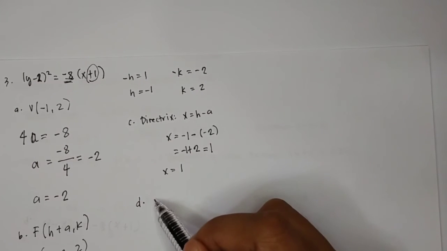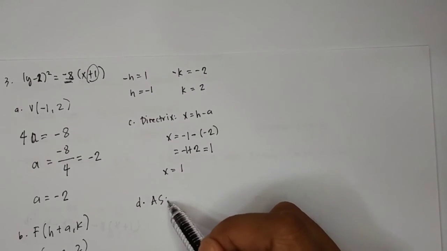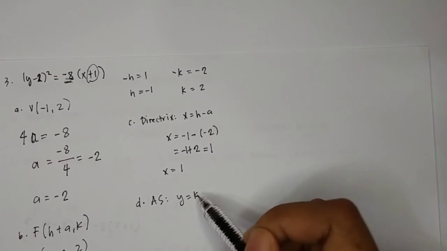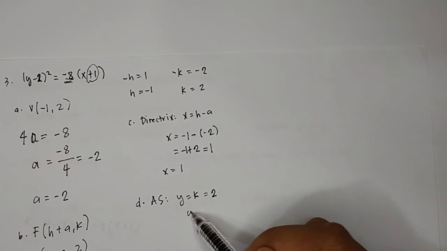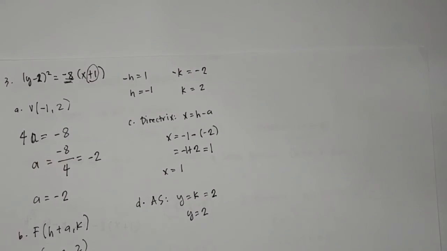Now, our axis of symmetry, so y is equal to k. So, ano yung k natin? That is positive 2. So, y is equal to 2. Yan yung axis of symmetry.